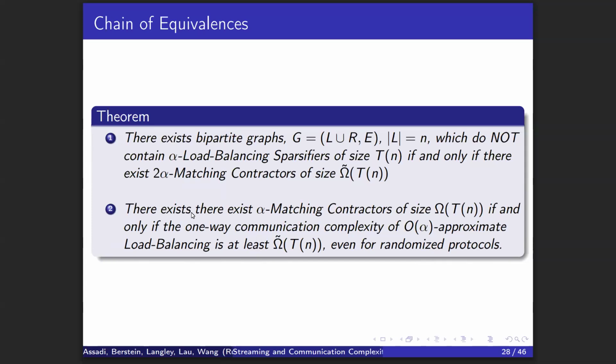And then we also show that there exists an alpha matching contractor of size omega n if and only if the one-way communication complexity of O of alpha approximate load balancing is at least omega tilde T of n. In other words, there exist dense matching contractors if and only if the communication complexity of this problem is large.